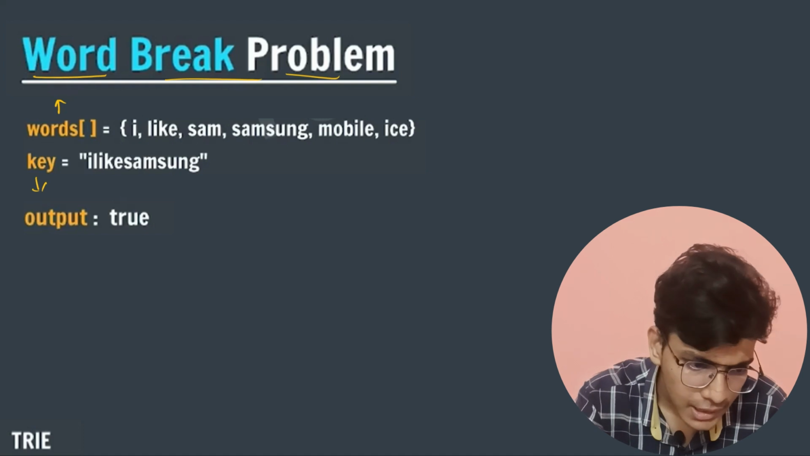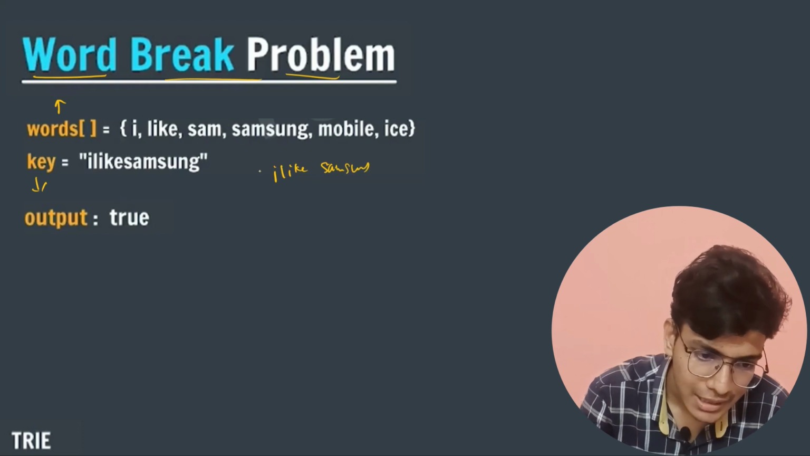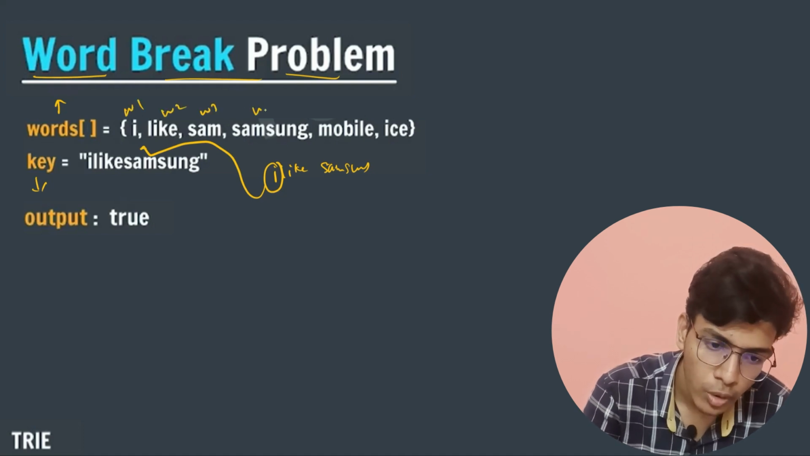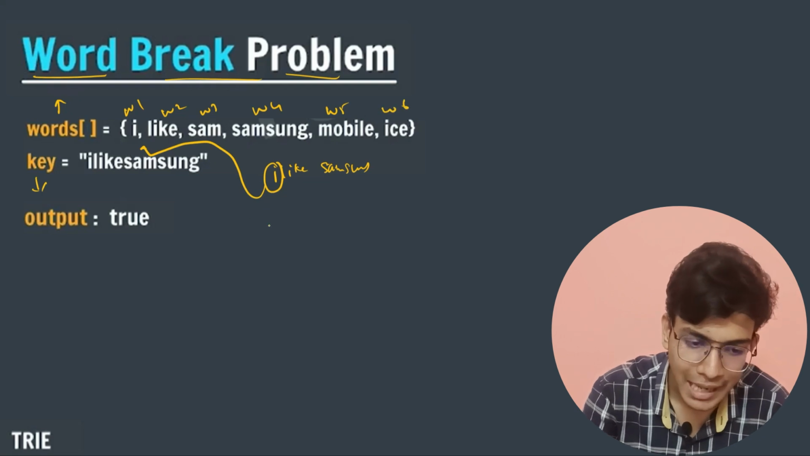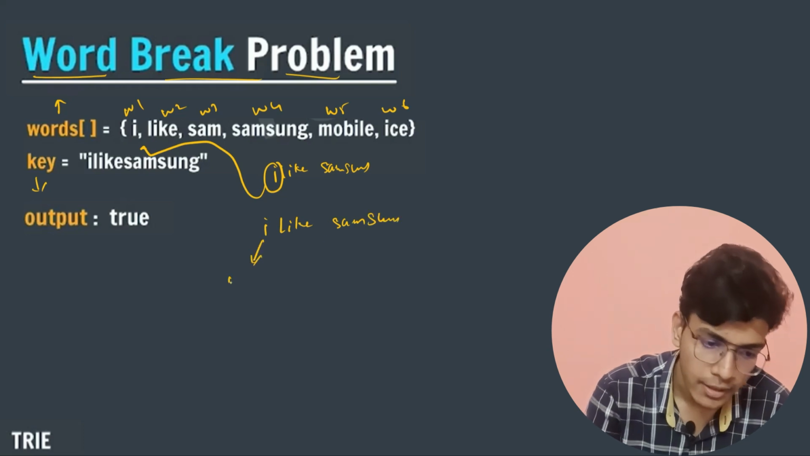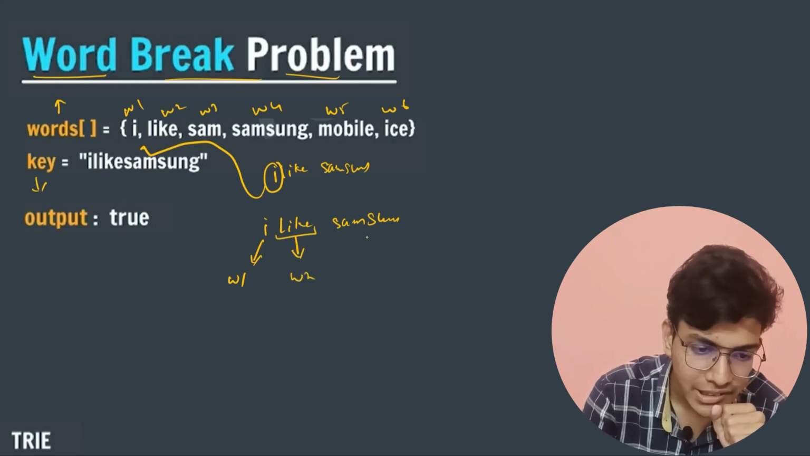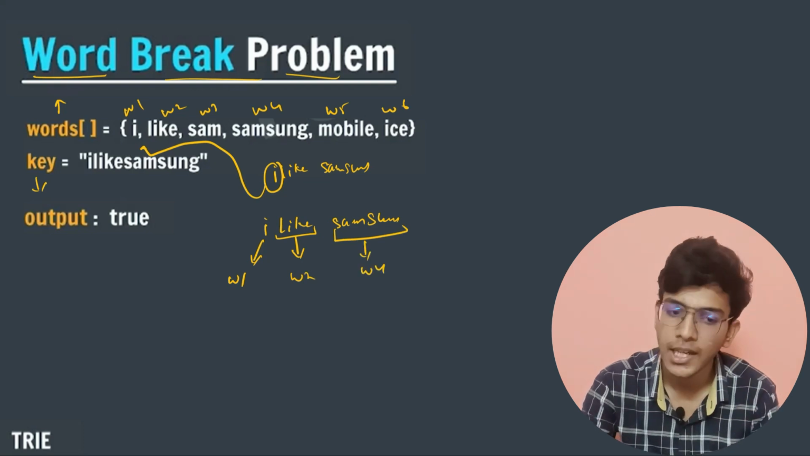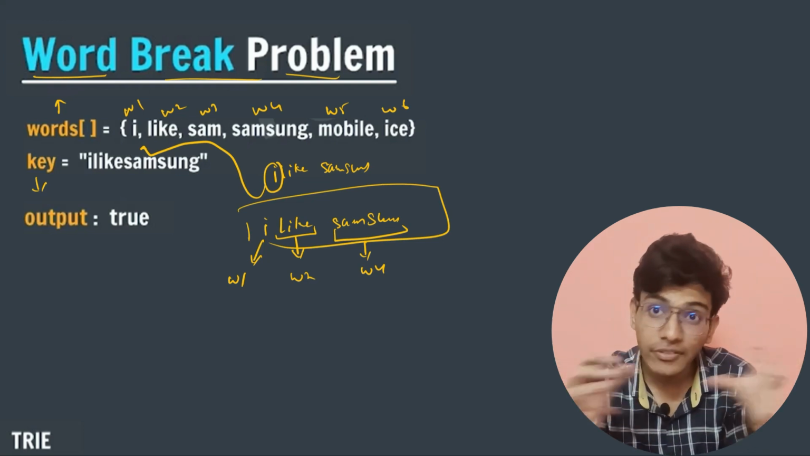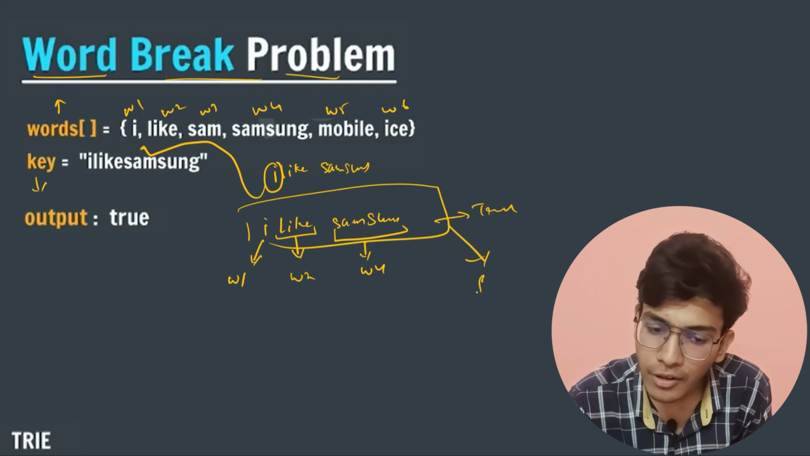For example, let us take the given key as "I like Samsung". So here you can see that the first character is itself a word, right? This is word 1, word 2, word 3, word 4, word 5, and word 6. So in "I like Samsung", this I is word 1, this like is word 2, and this Samsung is word 4. So if the whole key can be broken down into different words, and these words already exist in my array, then I will return true, else I will return false.